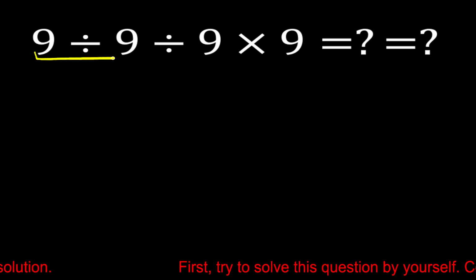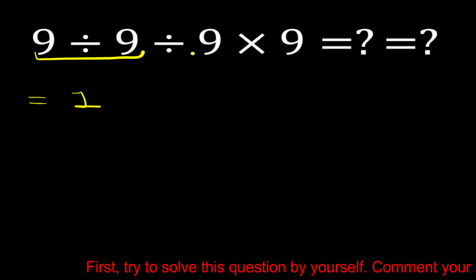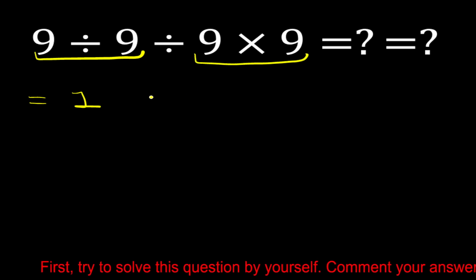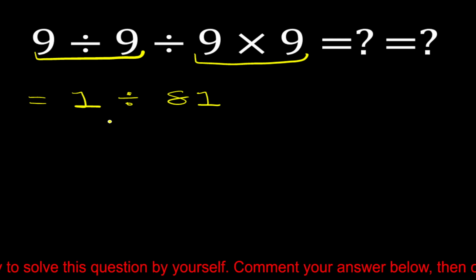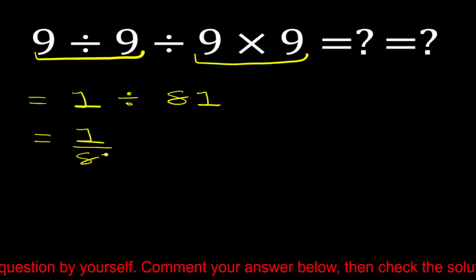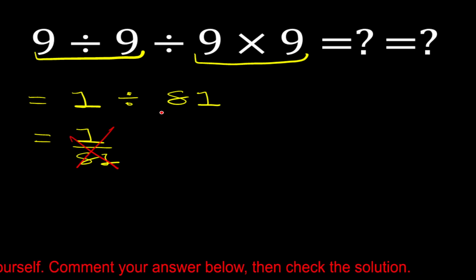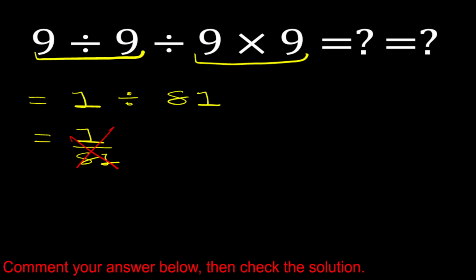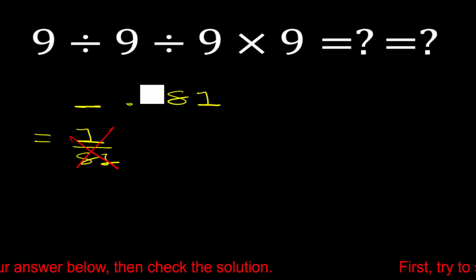So 9 divided by 9 is equal to 1. Then 9 multiply 9 is equal to 81. So 1 divided by 81 can be written as 1 upon 81. Okay, but 1 upon 81 is wrong answer. So now let's solve this problem correctly by using a PEMDAS rule.